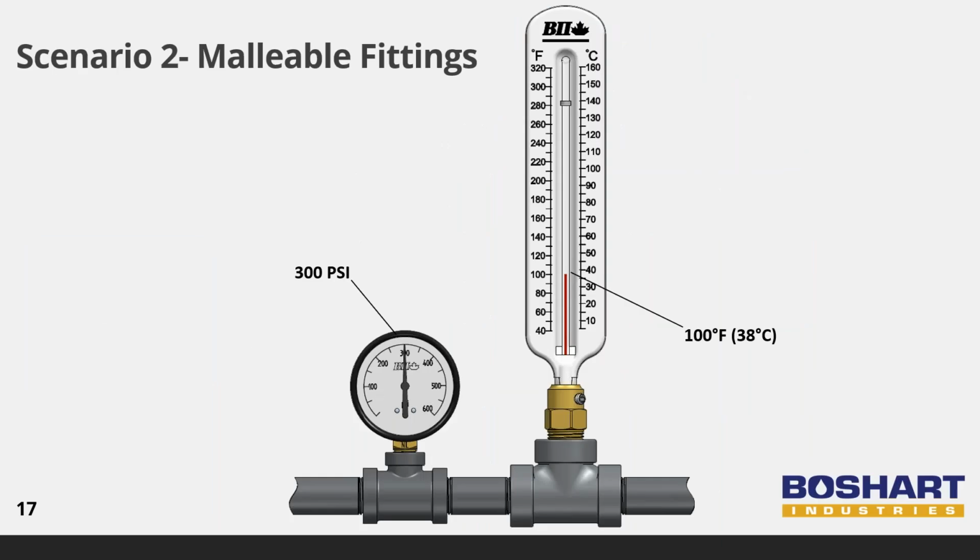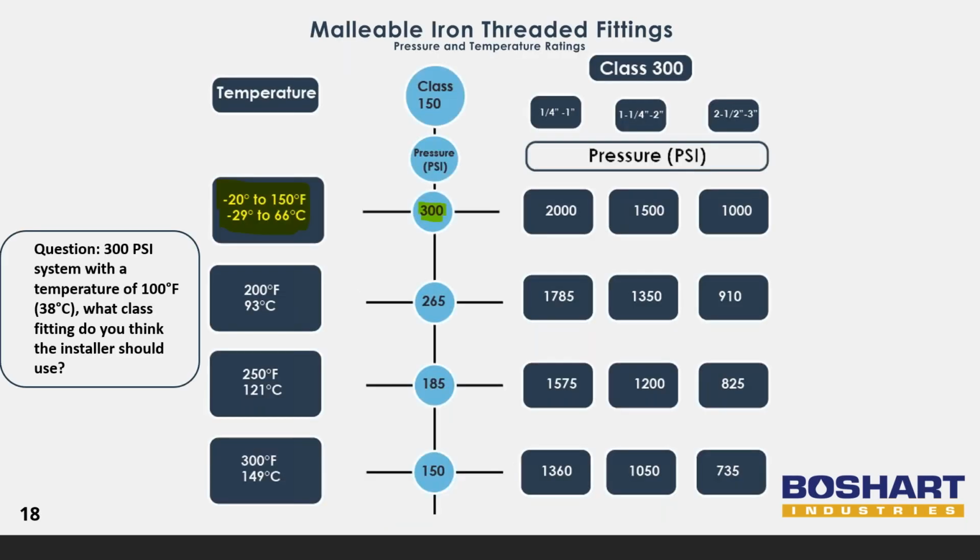For our second scenario for malleable fittings, we will take a look at an example of a system with a maximum operating pressure of 300 psi non-shock with a maximum media temperature of 100 degrees Fahrenheit, 38 degrees Celsius. Do you think a class 150 fitting is acceptable, or do you think the system designer will need to select a class 300 fitting?